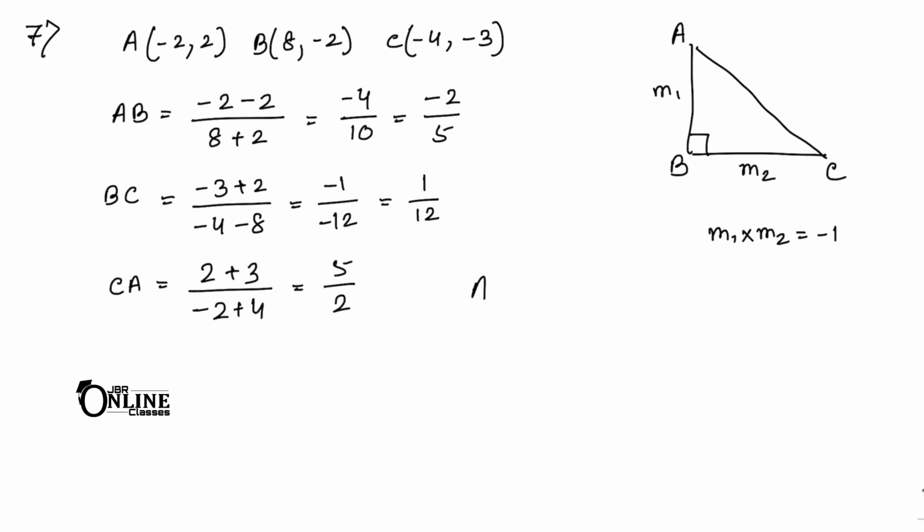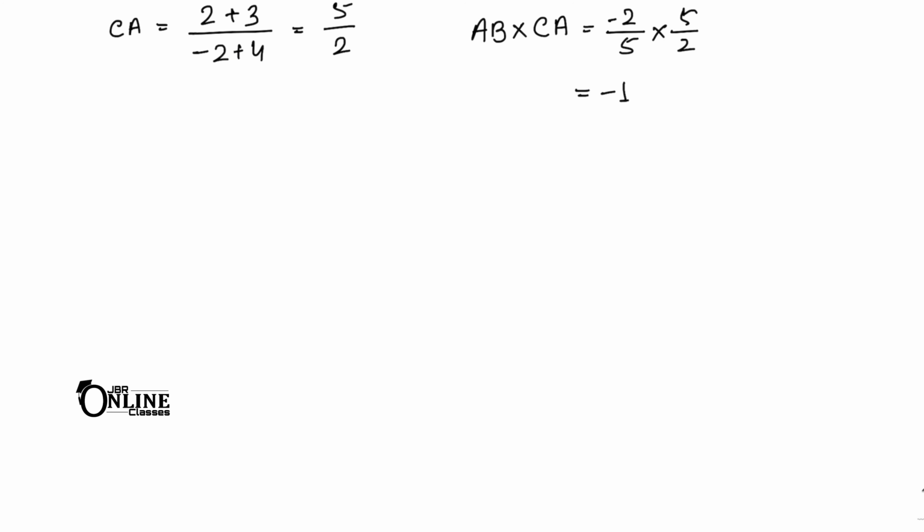Now, if you multiply AB with CA, that one equals minus 2 by 5 into 5 by 2, that equals minus 1. So AB and CA. So just write down here this one as A, this one as B, and this one is C. So here AB and AC or CA are perpendicular to each other. That means ABC is a right angle triangle. It's proved.